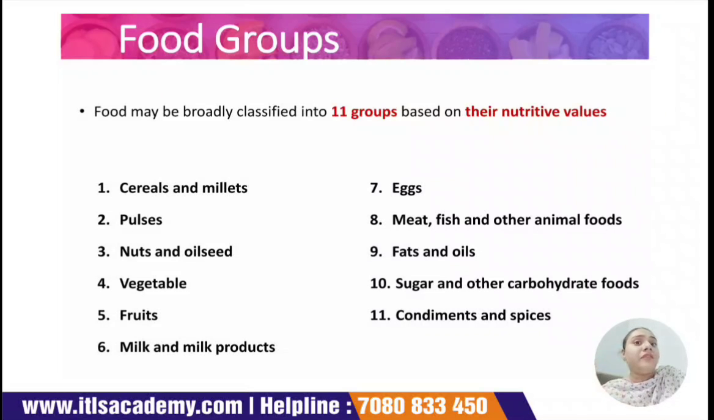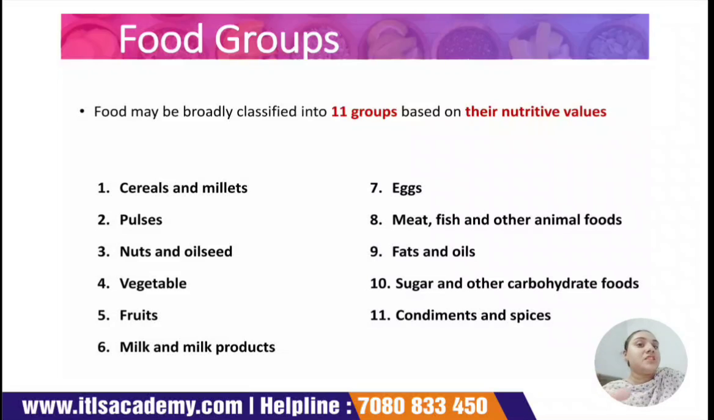Food is mainly classified into 11 groups based on their nutrient values. So there are 11 groups. In MCQs, this question may come: in how many groups is the food classified? There are 11 food groups in which the food is classified based on their nutritive value.